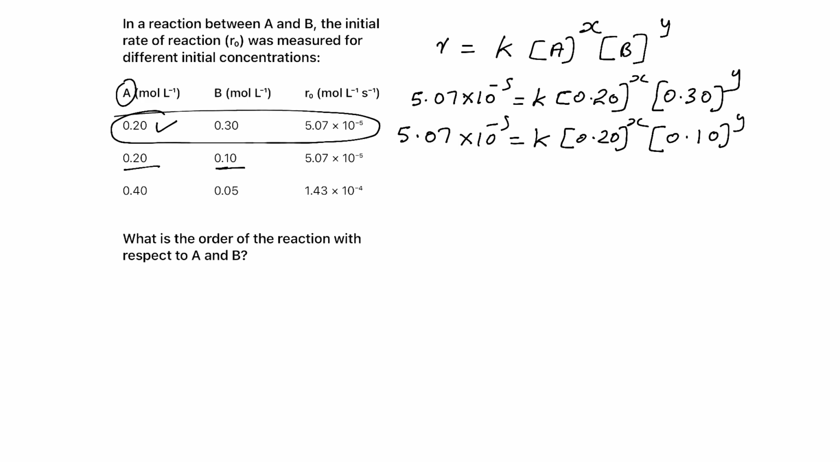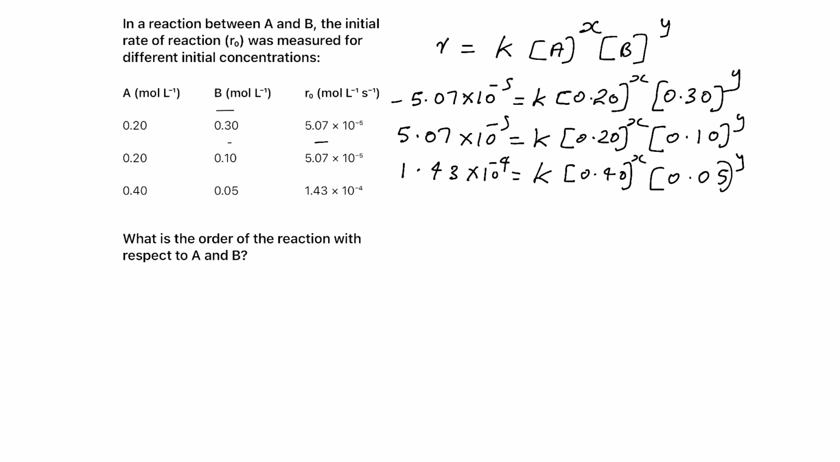Clear? Now for the third experiment, you can see the rate is 1.43 into 10 raised to minus 4 is equal to the rate constant into 0.40 raised to X into 0.05 raised to Y. So we have three equations, right? We can give equation numbers: equation number 1 for the first one, this is equation number 2, and this is equation number 3.